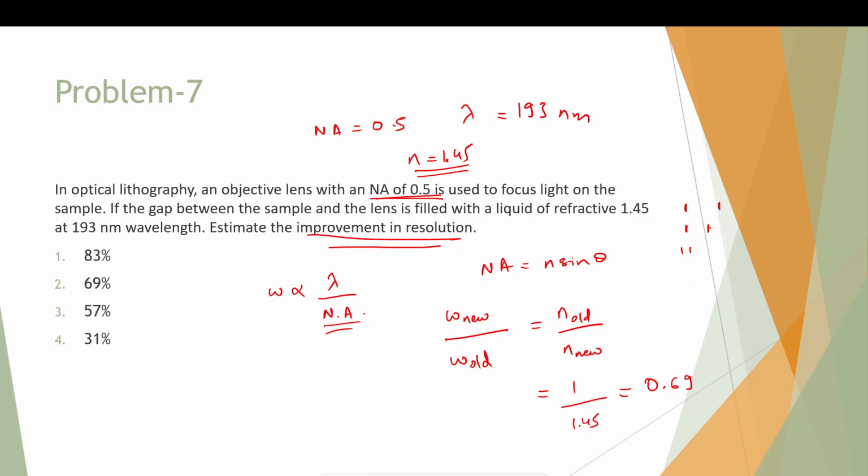So then what is the improvement in resolution that I have got? The improvement in resolution is nothing but this difference, right? So this was the original one, this is the new one. This difference is nothing but 0.31. So 0.31 is the improvement in resolution that I am getting. In percentage, it is 31%. Is it okay?